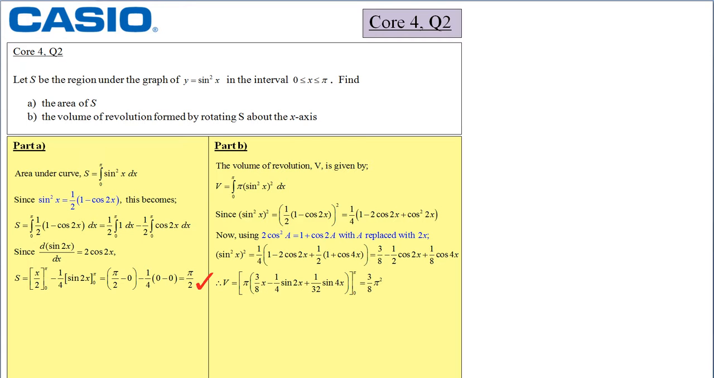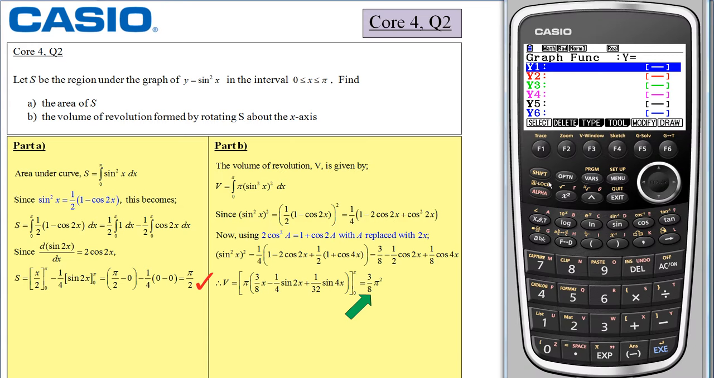In part B, I need to find a volume of revolution, so I'm going to be integrating a different function. You can see the answer I get is 3/8 multiplied by pi squared. Let's see if we can use the Casio graphical calculator to confirm this result. So if I input the function, that's pi multiplied by, open bracket, sin x squared.